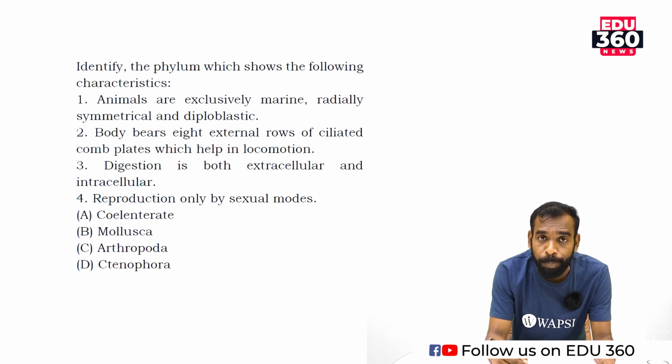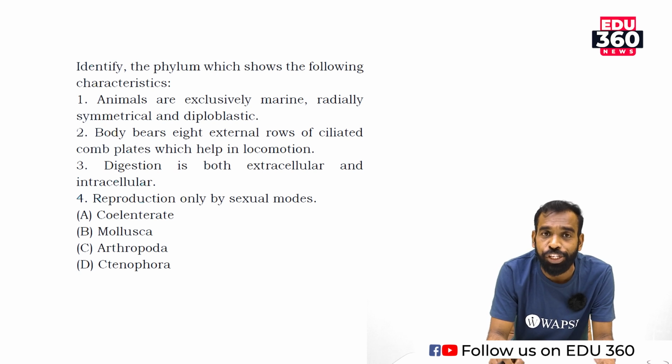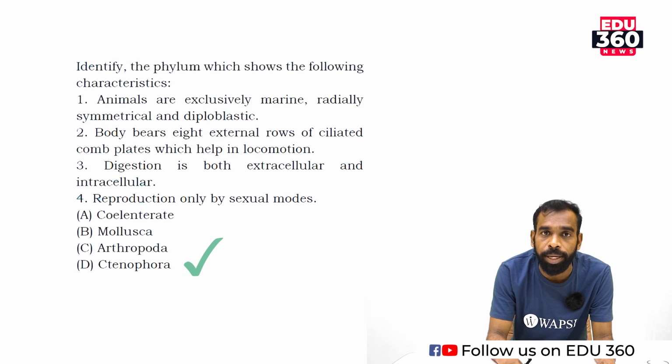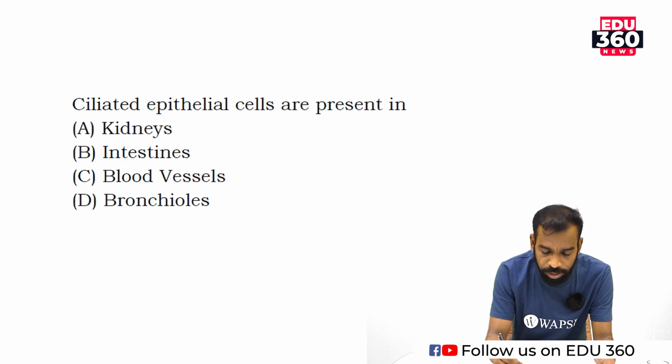Reproduction is only by sexual means. These are the characters which belong to the phylum Ctenophora. Examples: Pleurobrachia, Ctenoplana. So the correct option is D. Move to the next question.